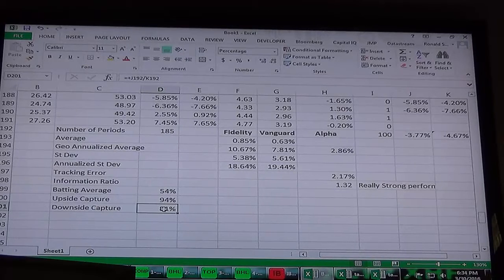So most funds either get all their alpha when markets are up or get all their alpha when the market's down. This fund gets its alpha when the market is down, and then gives you a lot of the upside, but really protects you on the downside. Right? So that's pretty insightful, right? So those are two things you can do.